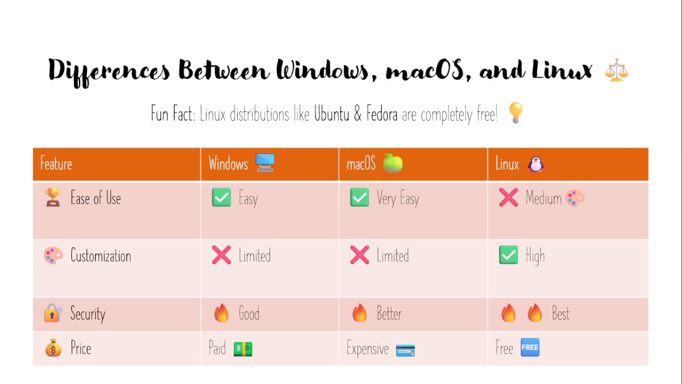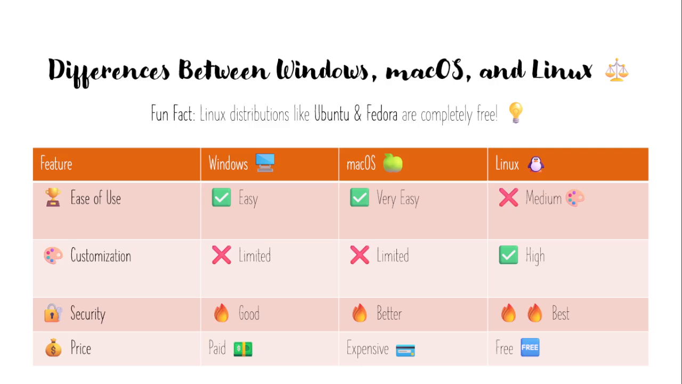Now we'll talk about differences between Windows, macOS, and Linux. First of all, we'll talk about ease of use. Windows and macOS are very easy to use, while Linux is also easy to use but a little harder compared to Windows and macOS. Then we'll talk about customization. Windows and macOS are limited, but Linux is highly customizable.